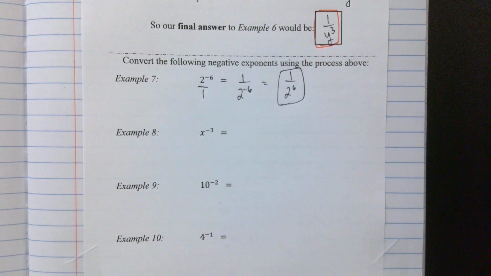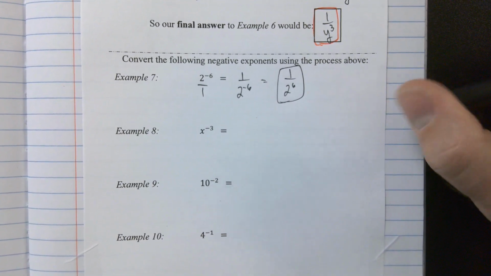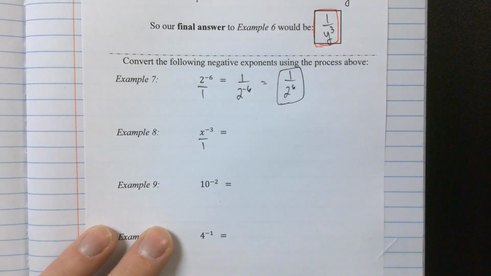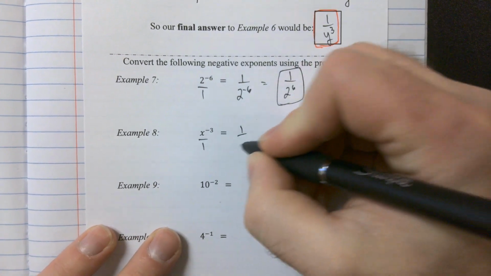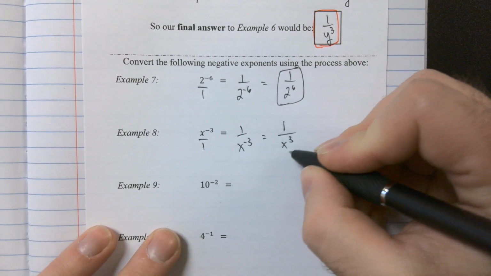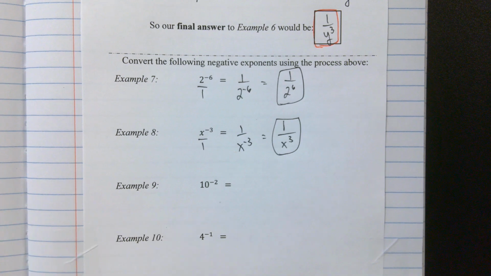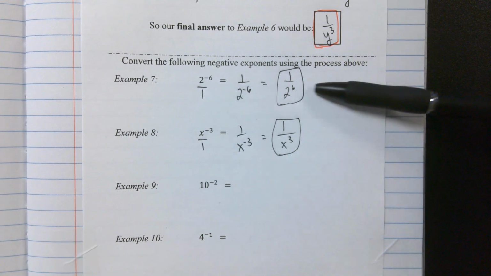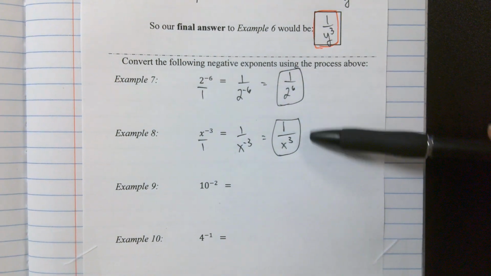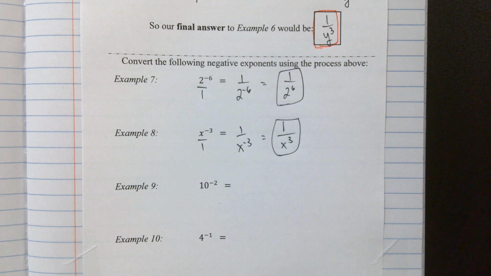Let's take a look at example 8. I've got x to the power of negative 3. What's my first step going to be? Put the base in a fraction over 1. Now that it's a fraction, what am I going to do with that fraction? You're going to flip it. Now that you flipped it, what do you do with the exponent? Make it positive. And you should notice, hopefully, that all of my answers now are looking very similar: 1 over y to the 3rd, 1 over 2 to the 6th, 1 over x to the 3rd. It's 1 over whatever we started with, but positive. That's all it is.